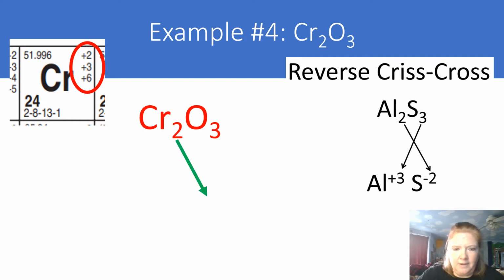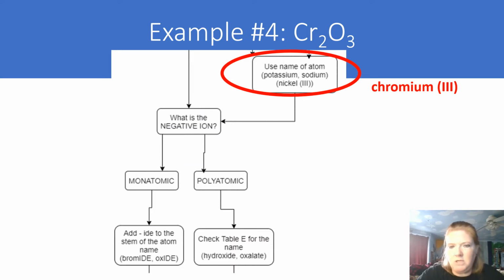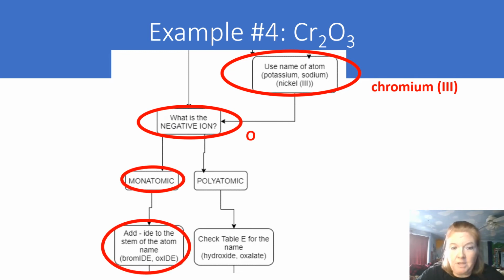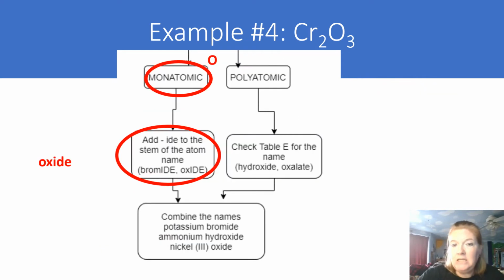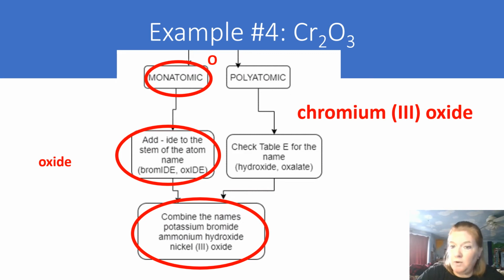So in this formula, I reverse crisscross, and I find out that the charge on Cr is 3 plus, and that's one of the options. So it is chromium 3. So chromium 3 is the name of the positive ion. So what's the negative ion? Well, just O. It's monatomic. So we add "ide" to the stem of the atom's name. So oxygen becomes oxide. So then we build it all together, combine the names, and it becomes chromium 3 oxide.